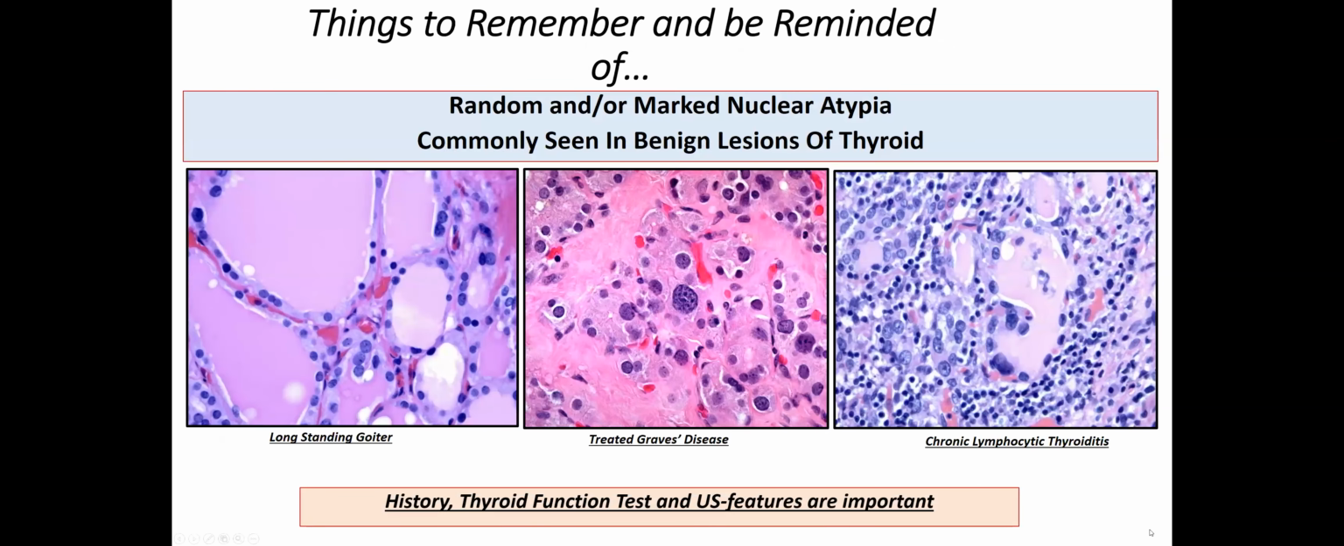Now, what about single cell atypia or few cell atypia? Remember, the extreme atypical cells in thyroid FNAs are more likely coming from a benign lesion than a malignant one. The most common malignant tumor that will give you extreme nuclear atypia in an FNA specimen is anaplastic carcinoma, and that will be clinically pretty evident. So when you see extreme nuclear atypia, it may be coming from a case of a nodular goiter, Graves' disease which has been treated, or chronic lymphocytic thyroiditis.